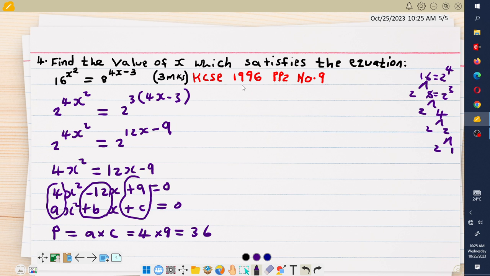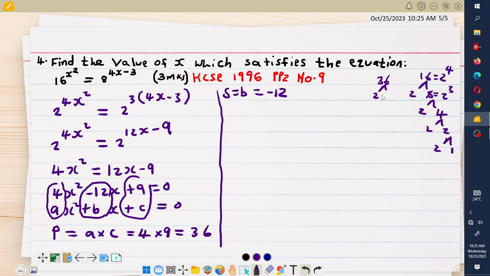Then we also find the sum. The sum is usually the value of b. In this case, our value of b is negative 12. So we look for two numbers. When you multiply, you get 36. When you add, you get negative 12. So to get that, we are going to look at the factors of the product, which is 36.